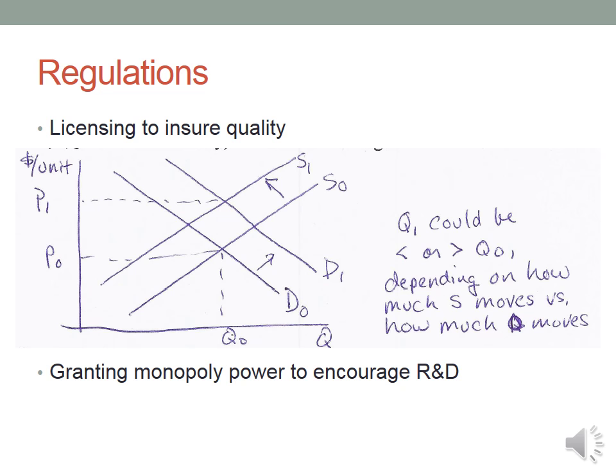Another thing under regulation that we do is granting monopoly power to encourage research and development, and we think about that in terms of pharmaceuticals. If you develop a new drug, you get a patent, which grants monopoly power, and so that's the reward for a drug firm for doing that R&D. I don't think we need to expand on that much.